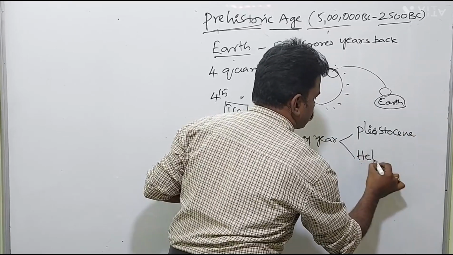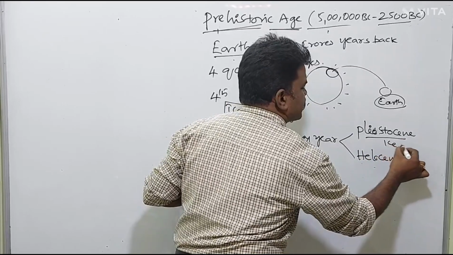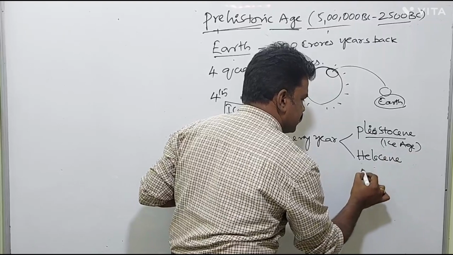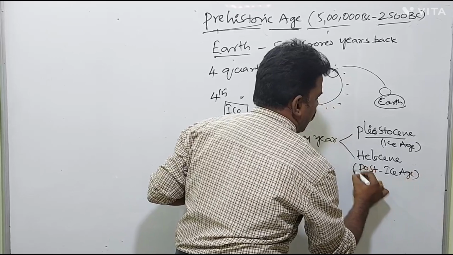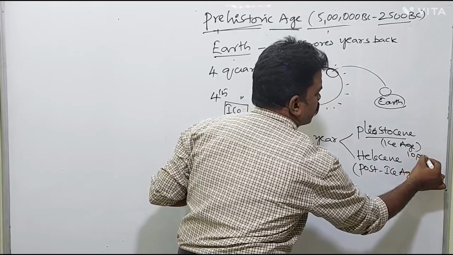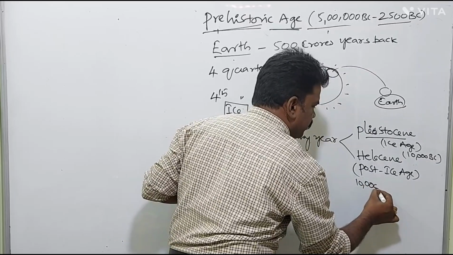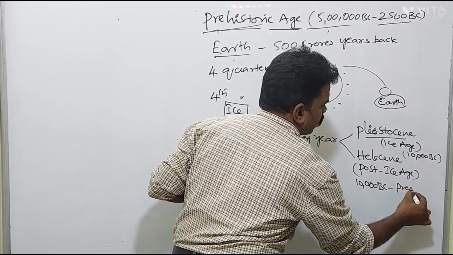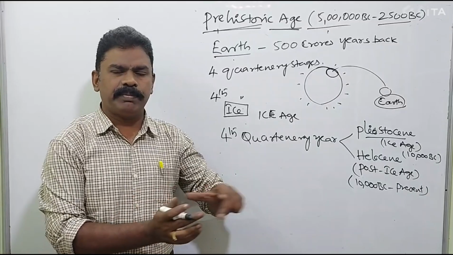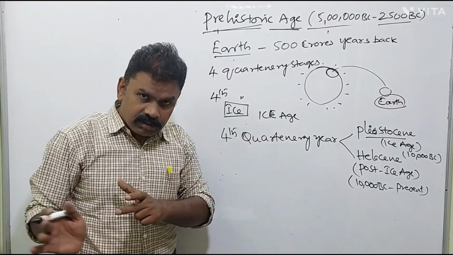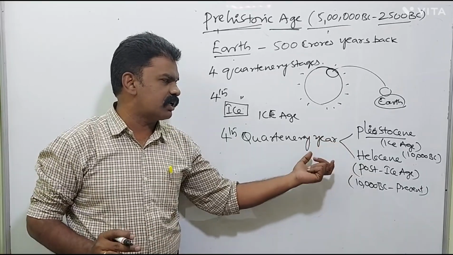Second one is Holocene. Pleistocene is completely ice age, covered with ice. This is post-ice age. The ice age almost ended by 10,000 BC, and the Holocene started from 10,000 BC to the present. Holocene means contemporary, the contemporary age of humankind. The contemporary age of humankind comes under the Holocene age.